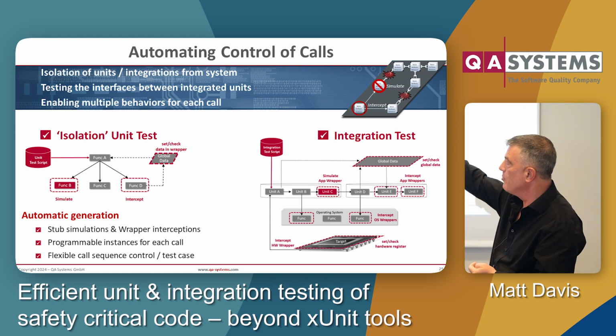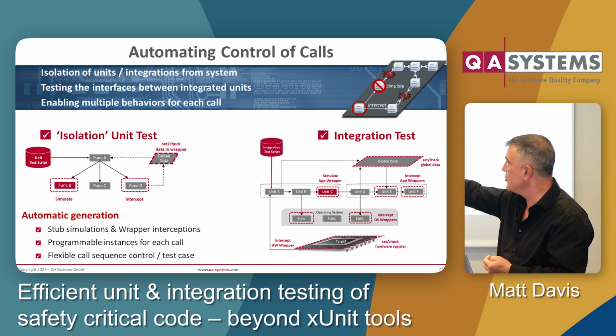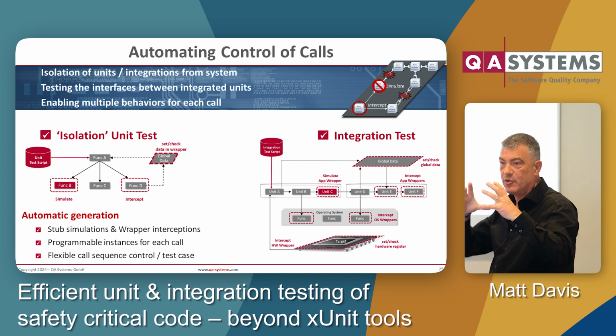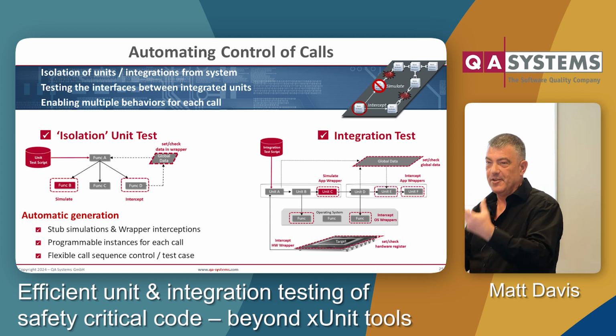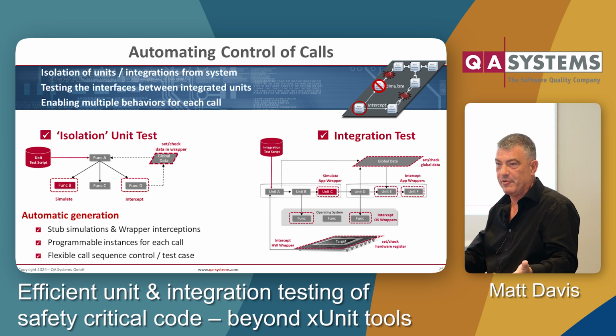If you're within your compilation boundary, so you're compiling functions A, B, C, D all together in the same unit, it's much harder to simulate or mock an object that is already in the compilation boundary because you have duplicate references.